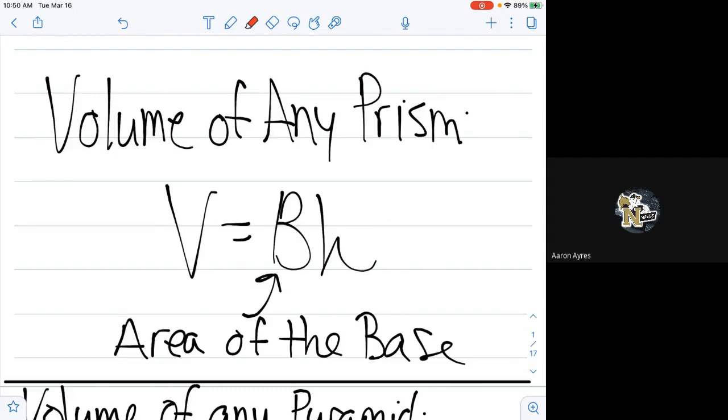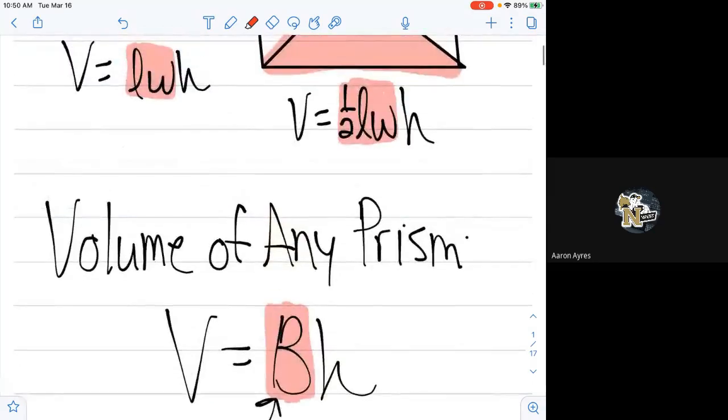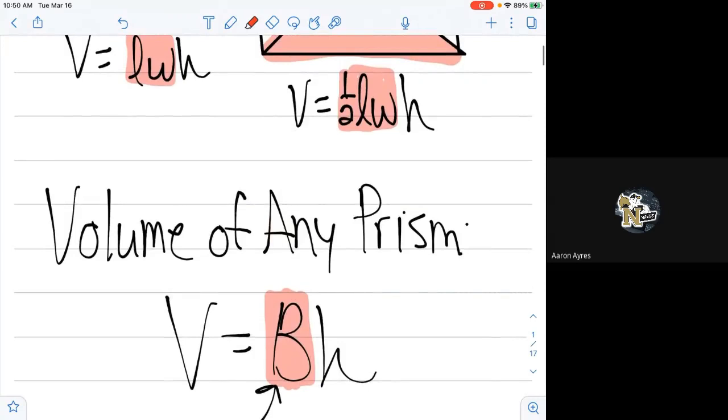Does that make sense? So in this case, if I highlight this in red right here, then the red parts from those formulas above are the same values. So this would be capital B here, and this would be capital B here. Does that make sense? By allowing us to rewrite that part of the formula with just capital B, now I generalize the area part of the prism formula, and now I can find the volume of any prism.